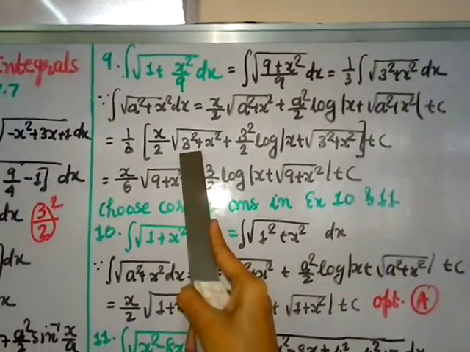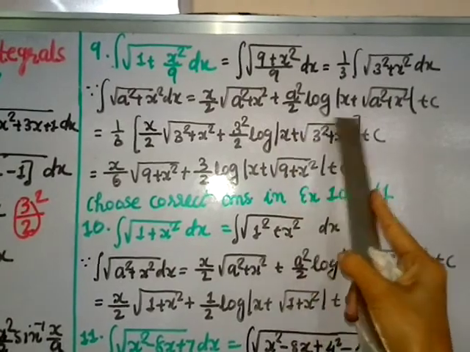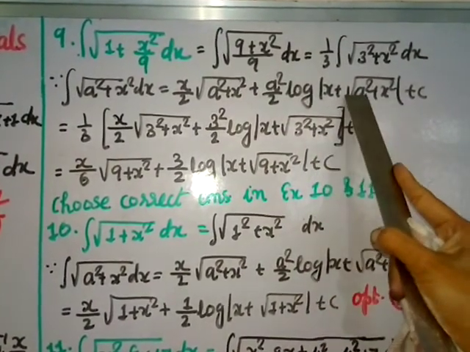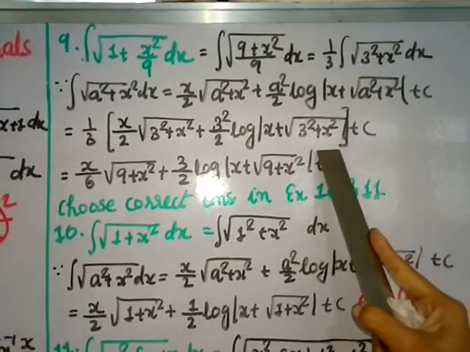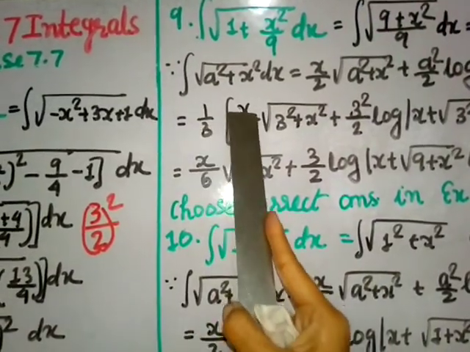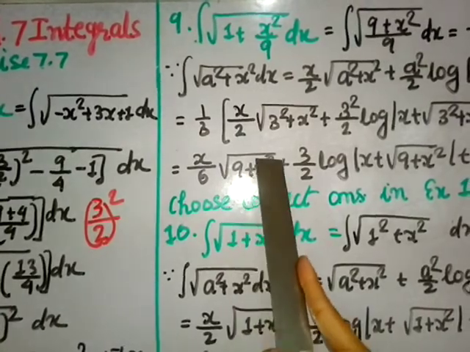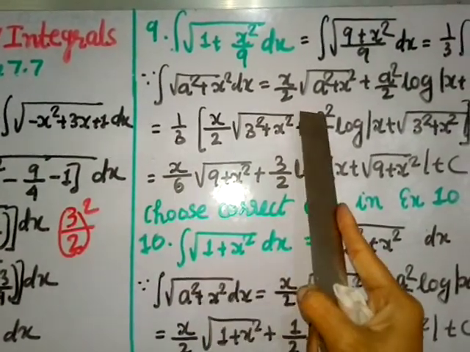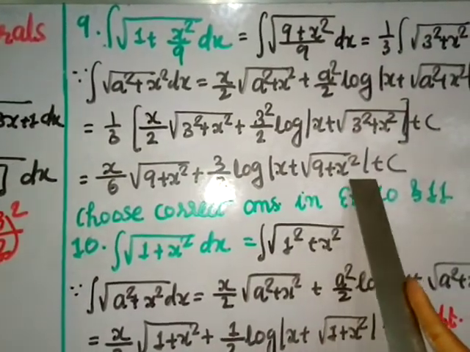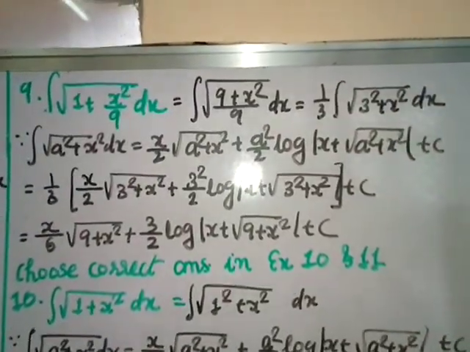So same thing. I am writing (3 square by 2) log x plus square root of a square plus x square, that is 3 square plus x square. Okay, a square, that is 3 square plus a square. 3 square can be written as 9. Then I am multiplying this also inside. So it is 3 by 2 log x plus square root of 9 plus x square, plus c. So that is the answer for question number 9.